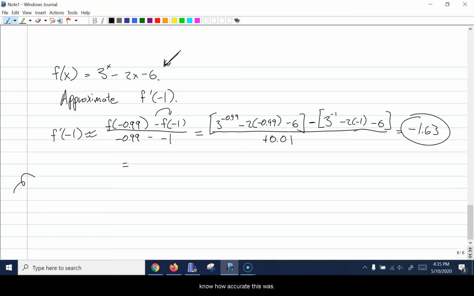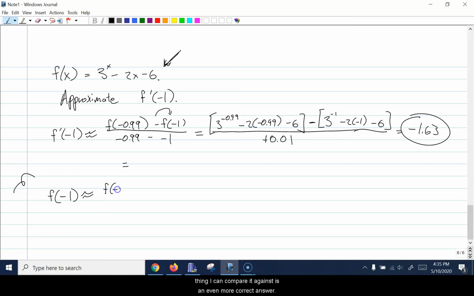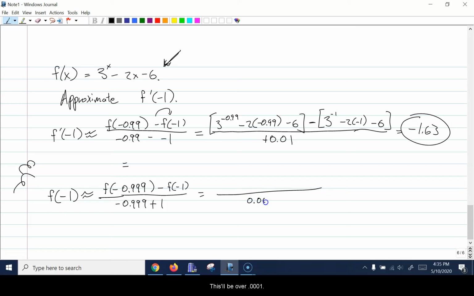If I wanted to know how accurate this was, I don't have a correct answer to compare it against, but the thing I can compare it against is an even more correct answer. I can plug in -0.999. Minus f of -1 divided by, I'm having trouble with my stylus here, -0.999 minus -1. This will be over 0.001.